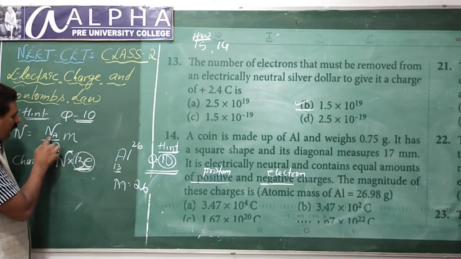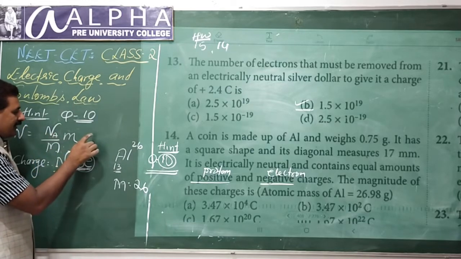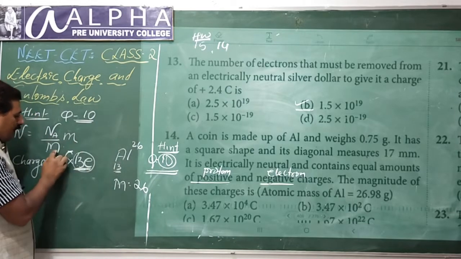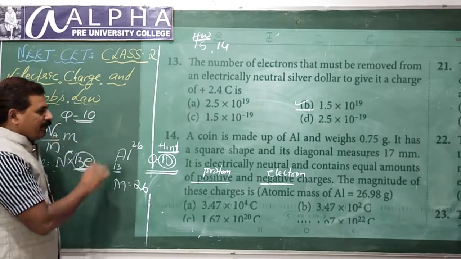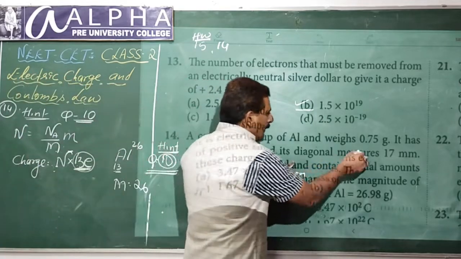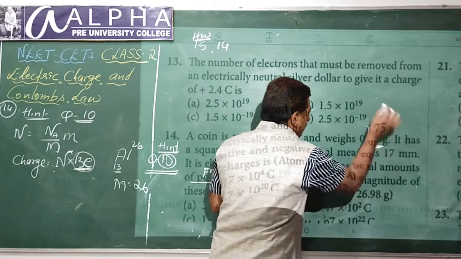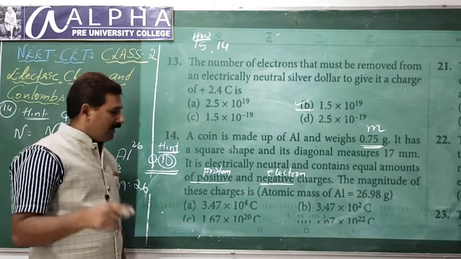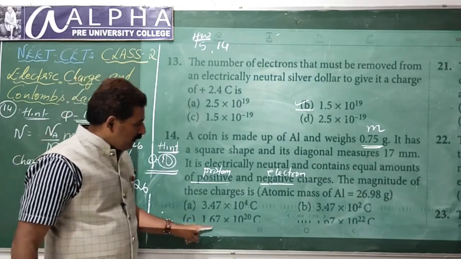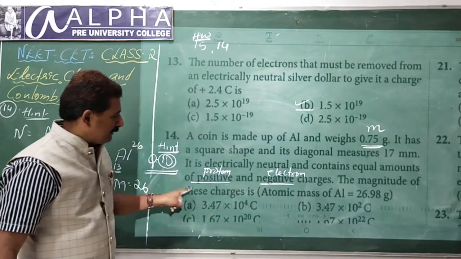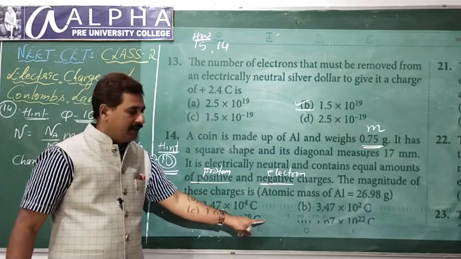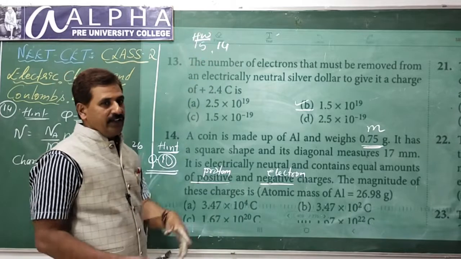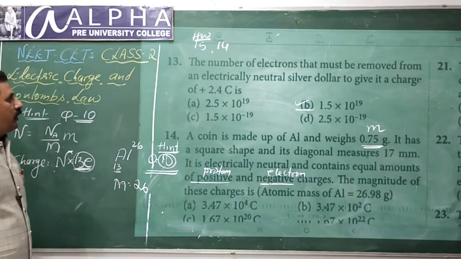How do you find number? From this. You know Na is 6.023 into 10 power 23. What is capital M? 26. What is small m? Small m is 0.75. Can you do it, students? Yes, you must. If you try, you will get an option which matches with one of the values here. Try it. Question number 14 and 15 are the homework sums.